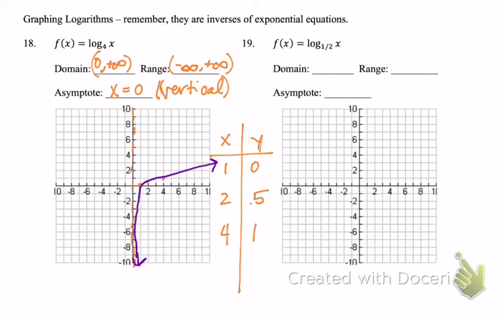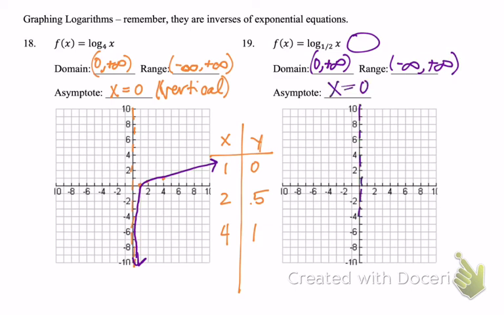For number 19, my domain, there's no k value. So I'm going to say that it's 0 to positive infinity. Range is negative infinity, positive infinity. So my asymptote would be at x equals 0.